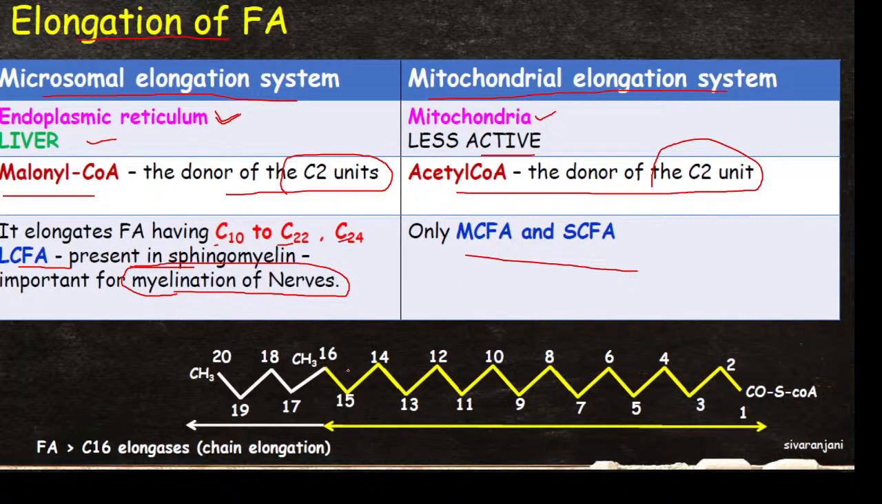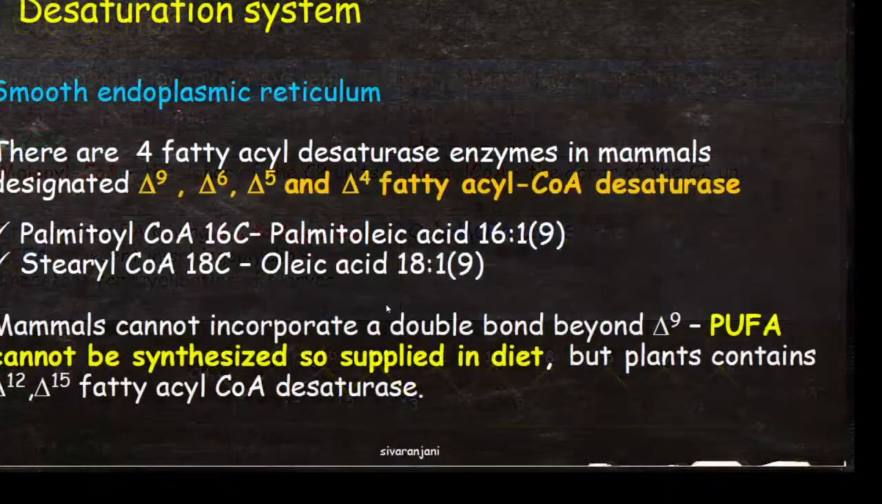So this is a 20 carbon unit. The first 16 carbon unit, palmitoyl CoA, can be synthesized by fatty acid synthase complex reactions, and further by the elongation process it can be elongated up to 24 carbon containing fatty acids.